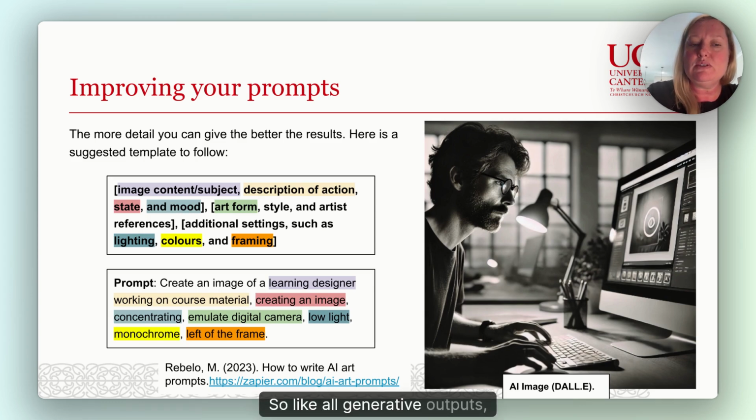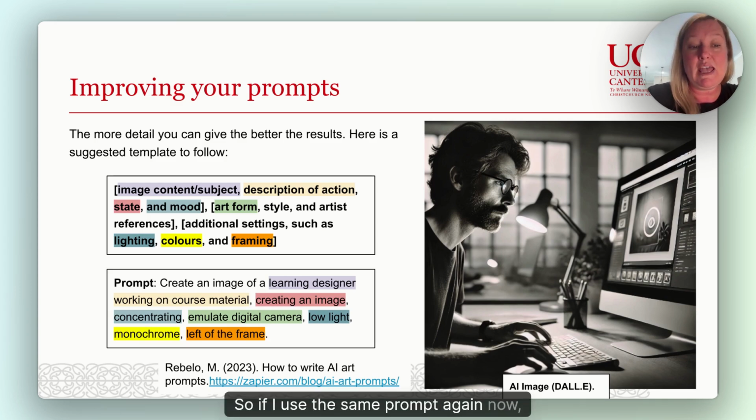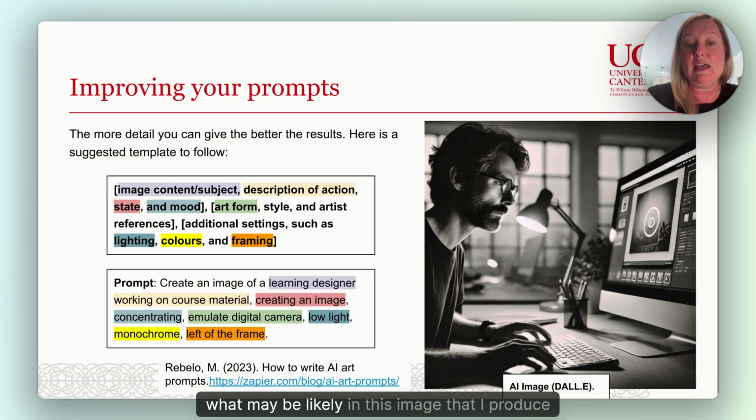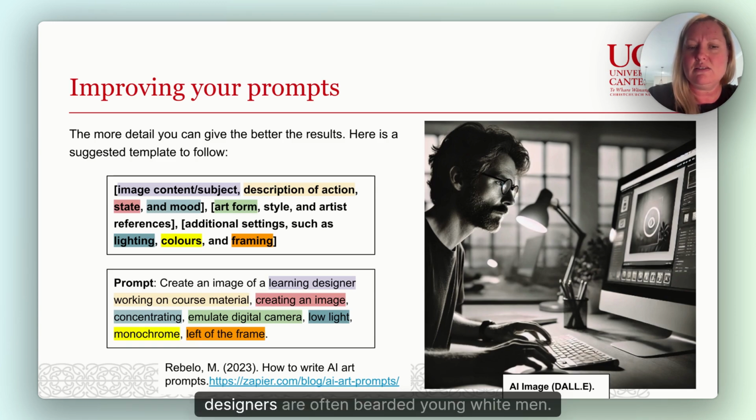So, like all generative outputs, every time you prompt, you'll get a different result. If I use the same prompt again now, DALL-E would provide me a different image. However, what may be likely in this image is that it has a male subject, white, and typically with a beard. For some reason, in the eyes of AI, designers are often bearded young white men.